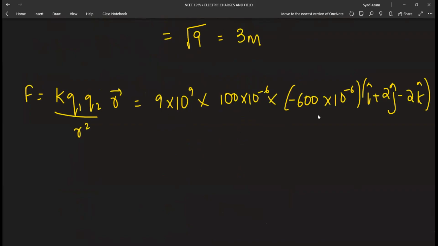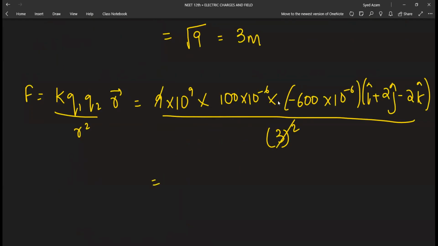This divided by the magnitude we have calculated. We just have to put the 9. The magnitude, that is square root of 9, so that will cancel off this 9 also. So 100 into minus 600 into 10 raised to the power minus 3. 100 got cancelled. So this is 6, right? So what will it come?